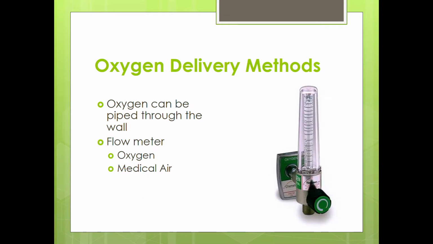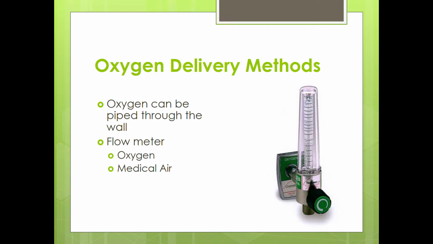So there's different types of oxygen delivery methods. Oxygen can be piped through the wall, and in hospitals you'll see it coming through the wall. You can also have oxygen in canisters, so it's portable. So if you have a patient that needs to move around for a test or is getting up to walk on the unit and they require oxygen, they can have a portable canister as well.